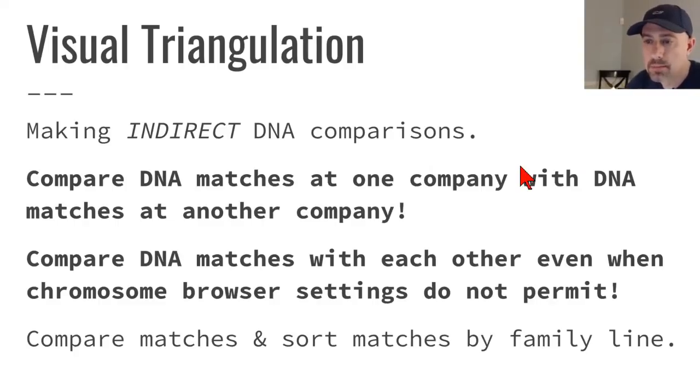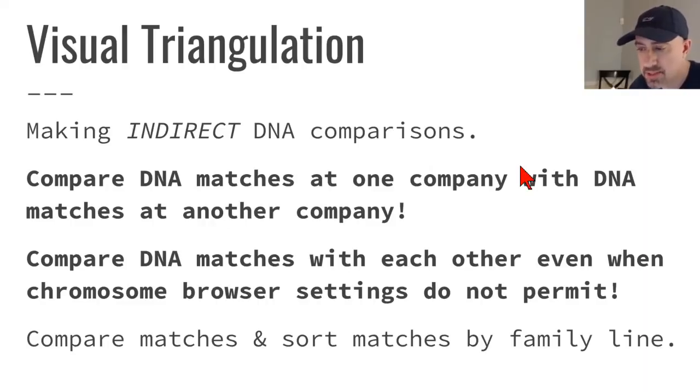So just a quick description of visual triangulation. Visual triangulation is a process where we make indirect DNA comparisons, and so by making indirect DNA comparisons, we're able to compare DNA matches at one DNA testing company with DNA matches from another DNA testing company. So we can overcome an obstacle there and amplify the power of our DNA match results by crossing those barriers. And visual triangulation, being indirect, also allows us to compare DNA matches with each other even when the chromosome browser settings do not permit that.